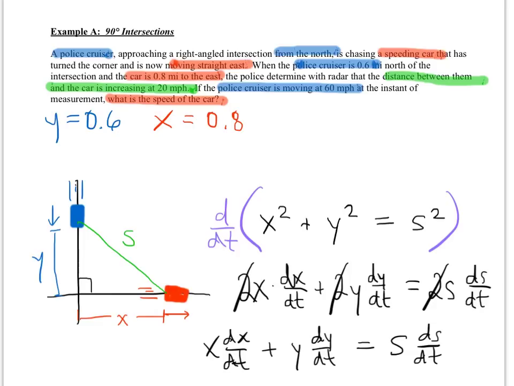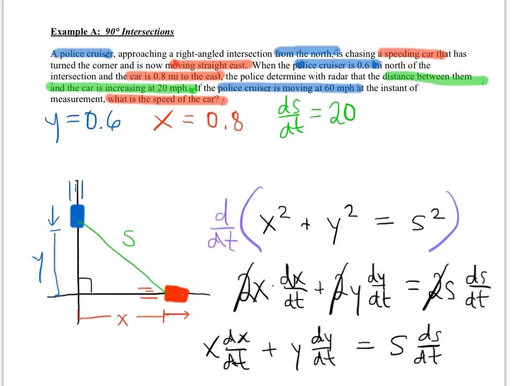Now here's the interesting one. As we keep going, it says the police determined with radar that the distance between them, they don't tell you what it is, but they say is increasing at a rate of 20 miles per hour. When you see those units miles per hour, you know this is going to be a rate situation. So let me write down for this. Instead of s equals 20, that would be incorrect. We want to say ds/dt equals 20 miles per hour in this case.